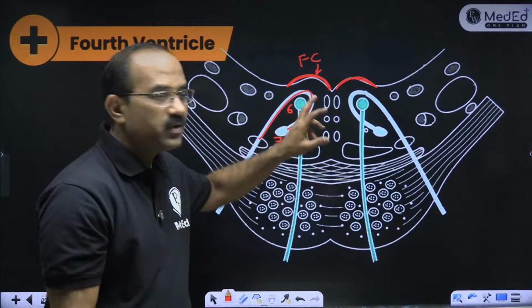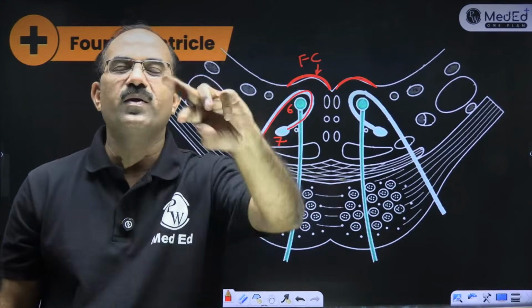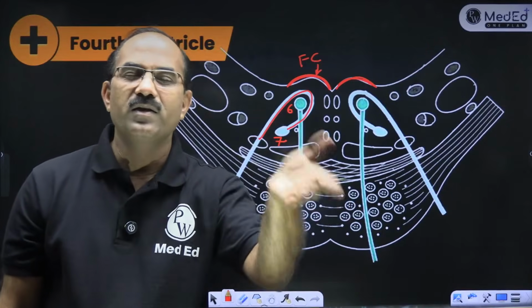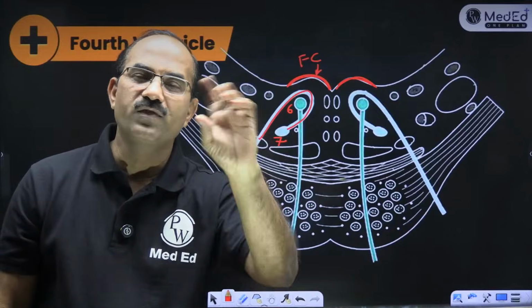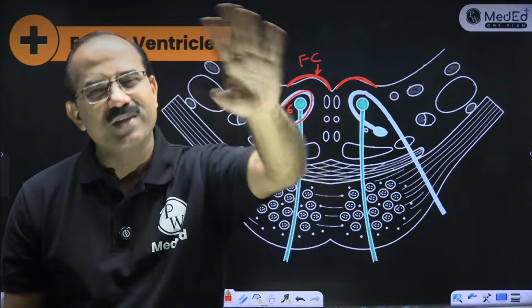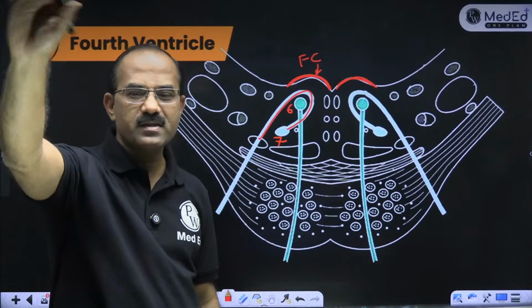And damage to the structure causing the facial colliculus results in paralysis of. The structure causing the facial colliculus is the facial nerve. So that will result in paralysis of risorius. It will be there in the options, risorius. That was a PG NEET question also. Is this clear to all of you?